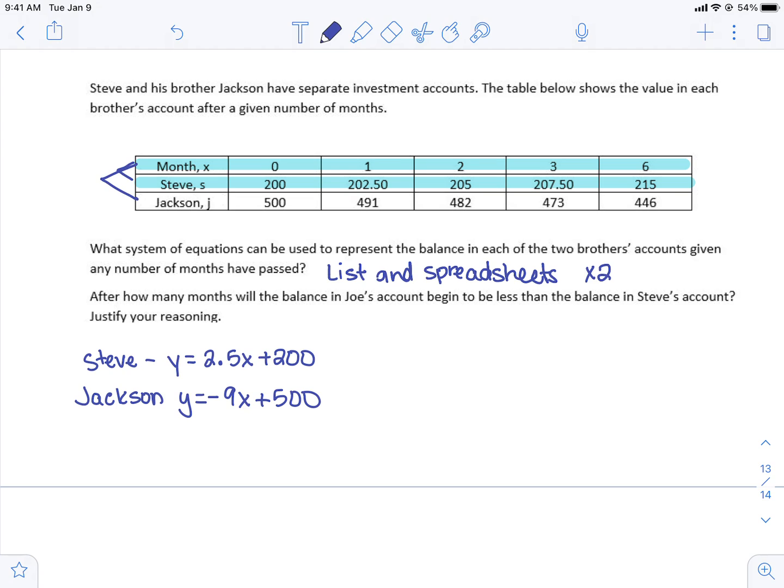Okay, now after how many months will the balance in Joe's account begin to be less than the balance in Steve's account? So what we're going to do is go to our graphing feature in our calculator and type in both equations. This is going to be my F1 and this is going to be my F2, and then we're going to look at the tables to see when. It says Joe. It's supposed to say, I think, Jackson. Yeah, so that's supposed to say Jackson. Okay, so we want to see when Jackson's account is less than Steve's.